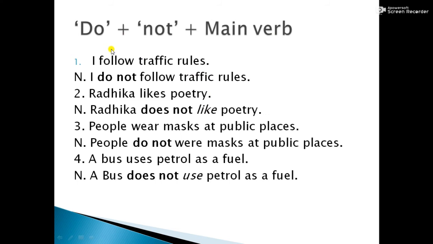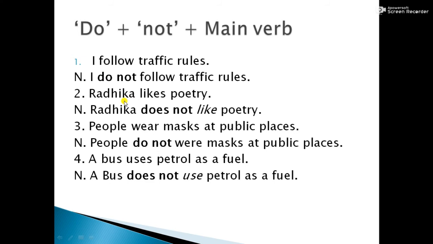Let's see some examples. I follow traffic rules. The negative sentence is I do not follow traffic rules. Because the subject of the first sentence is first person singular I, we have used do, and then not. Now see the second sentence, which is a little bit different.